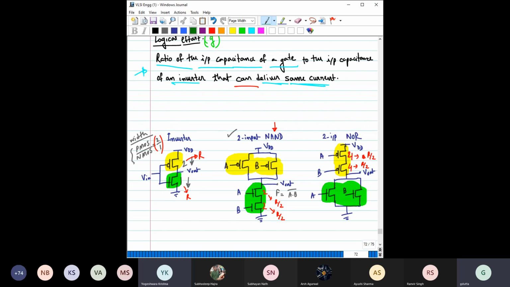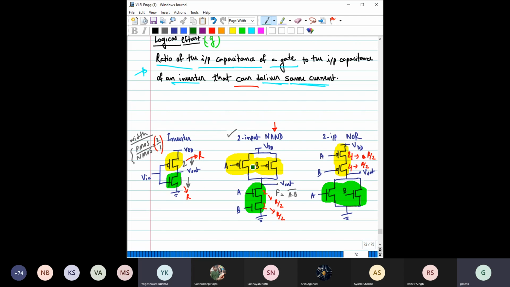Yes, you are right from your perspective, but while designing we always consider the worst case. So what will be the worst case? When two transistors are in parallel, the worst case arises when only one of the transistors is on, either this transistor or this transistor. So we make the transistor sizing accordingly. If two or three transistors are in parallel, we always consider that only one of the transistors can be on at a time. That is the worst case situation.